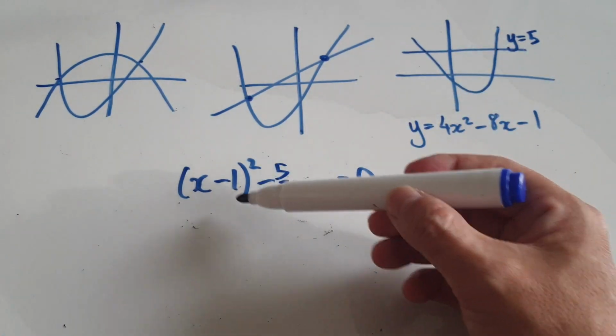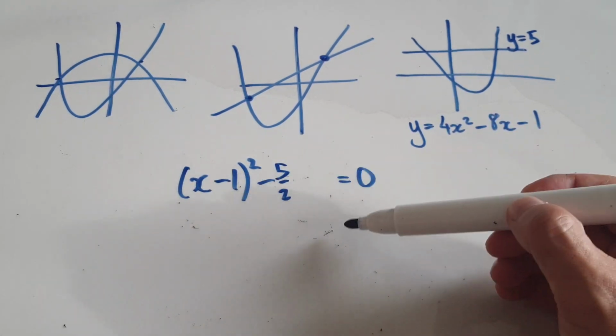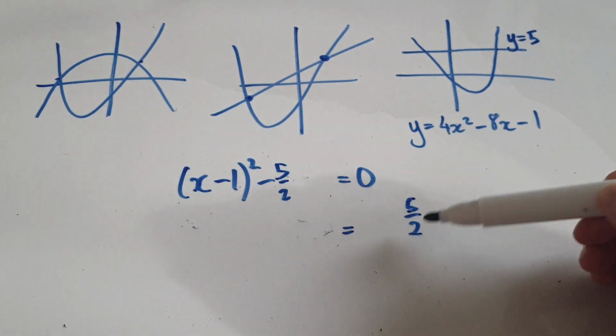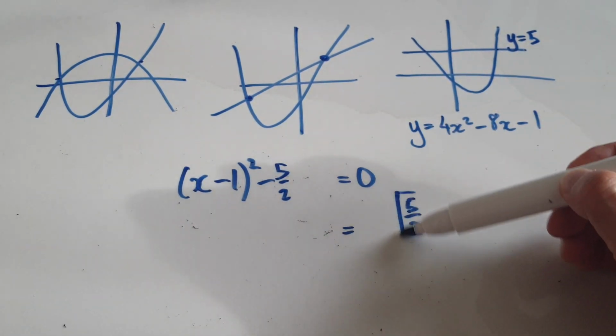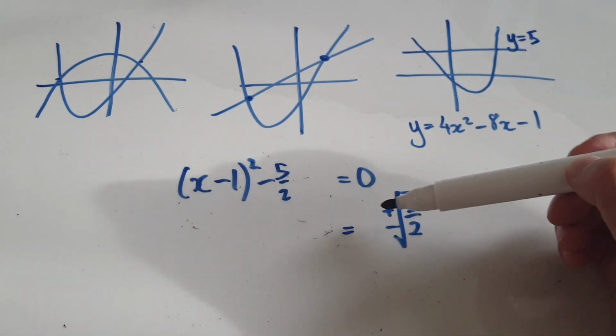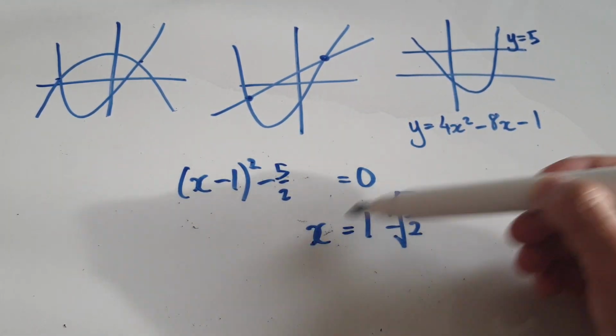And then now rearrange it all in one go, make x the subject. So in your mind, add 5 over 2 to both sides, square root both sides, you would get the positive version and the negative version, and then add 1. So that's your answer here.